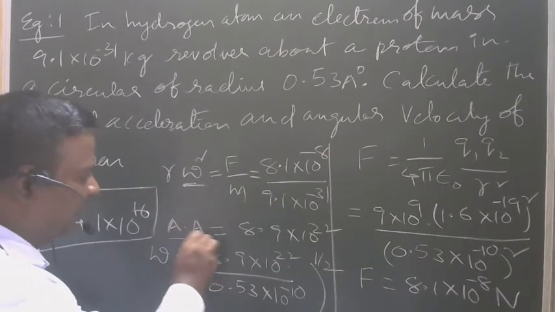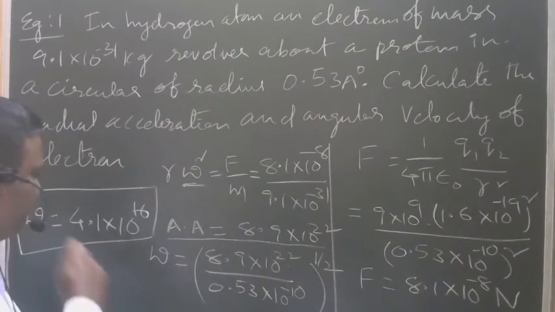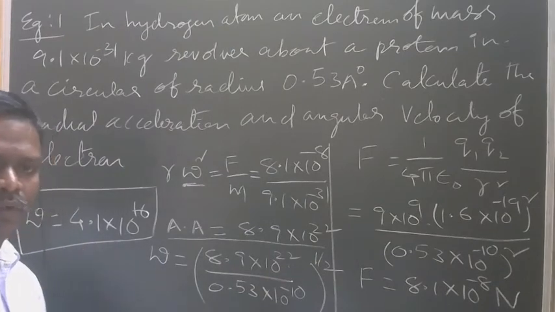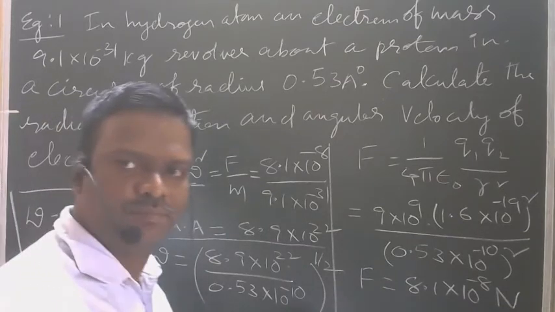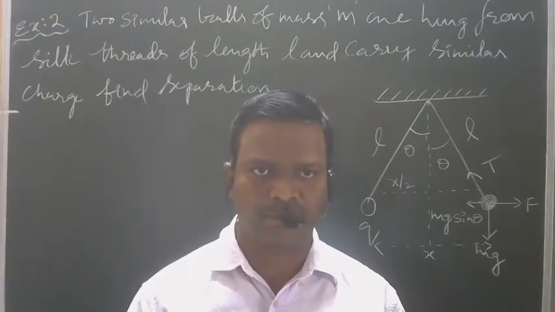So these are the radial acceleration and the angular velocity. Okay, thank you. Next problem.